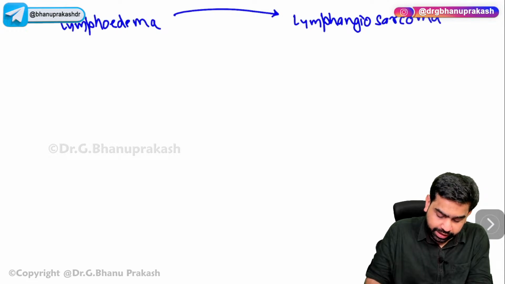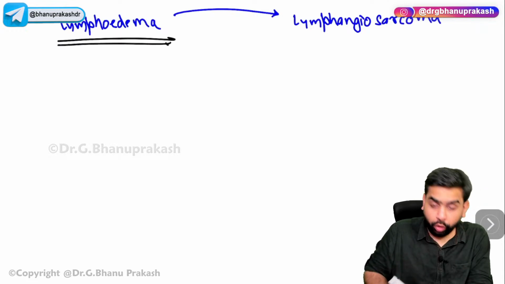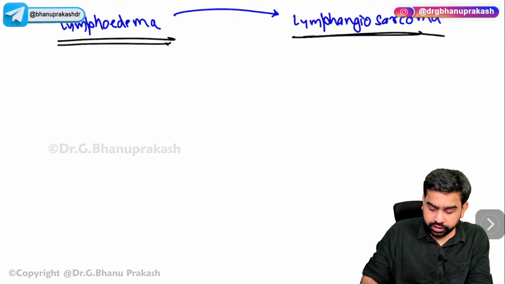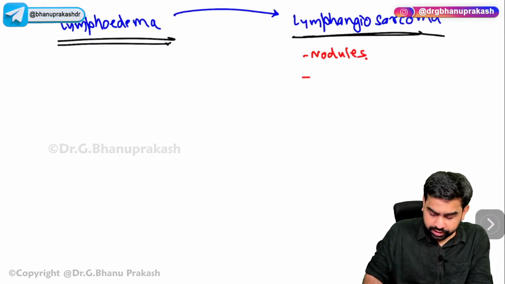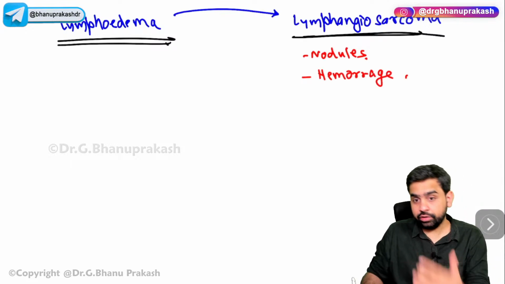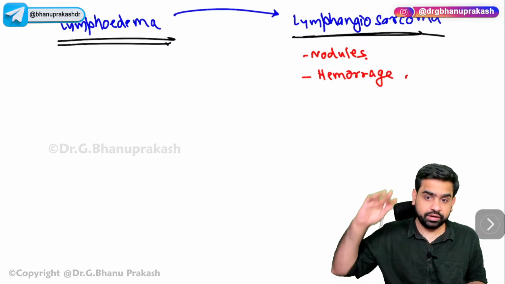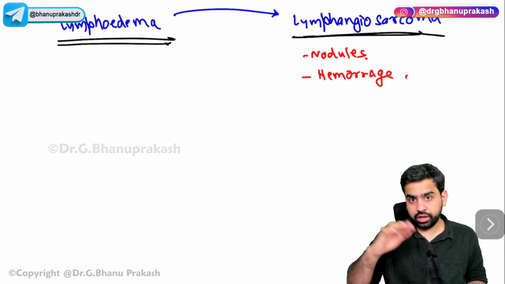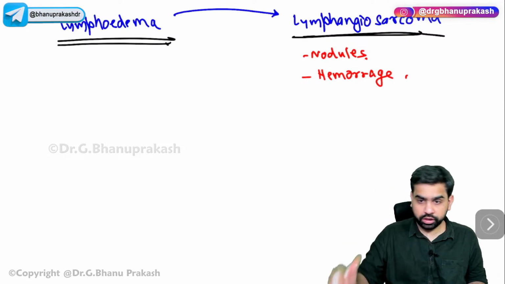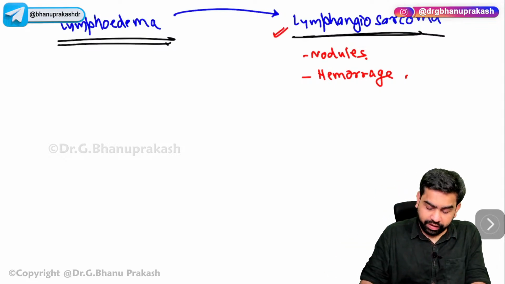So what you need to understand is that if at all in that normal looking kind of skin there is development of nodules, or let's say there is hemorrhage, they might tell you that the patient had a lymphedema which was there for a prolonged period of time, 8, 10, 20 years, whatever, and now the patient has developed these nodules and hemorrhage over the surface of the skin. This is a lymphangiosarcoma.